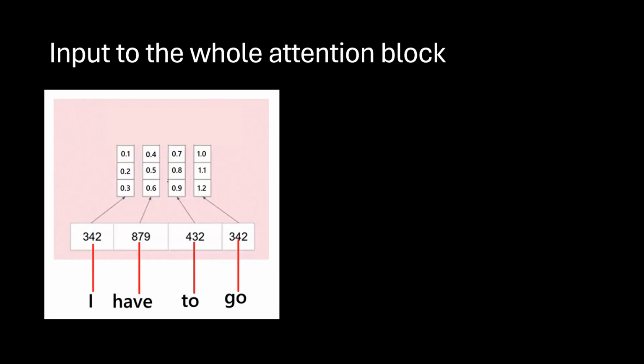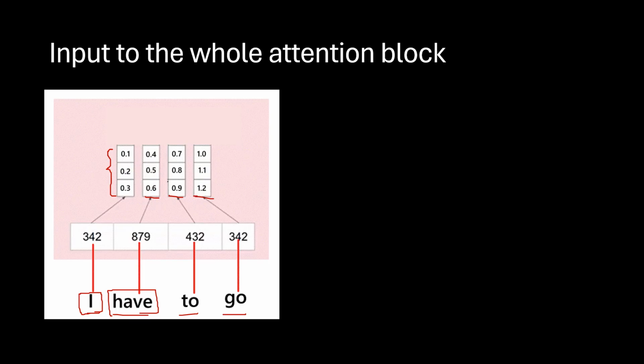First, let's see what will be the input to the attention block. The input to the attention block can be a sentence like this sentence, I have to go. But the problem is computers cannot understand sentences. Humans can understand sentences. What computers can understand is numbers. So what we will do is convert each of the words of this sentence into vectors. I will be converted into this vector, 0.1, 0.2, 0.3. Have will be converted into this vector. To will be converted into this vector. Go will be converted into this vector.